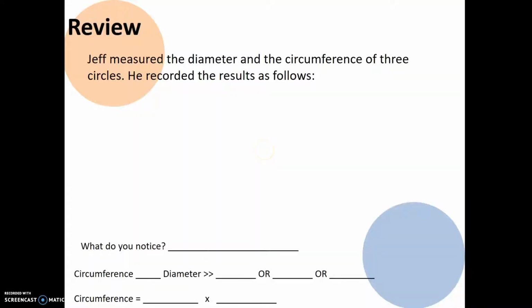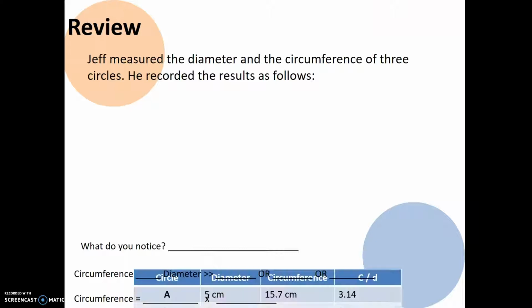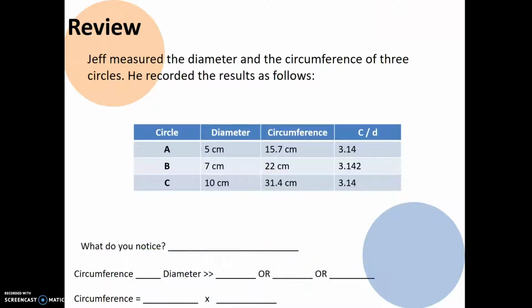Okay, so let's skip down on your notes to that portion with the chart, where it says, Jeff measured the diameter and the circumference of 3 circles, and he recorded the results as follows. Circle A had a diameter of 5 centimeters with a circumference of 15.7 centimeters. And when he divided, let me grab my pen here so I can show you this math. When he divided circumference by diameter, he got 3.14. Let's just make sure that works. So I have 15.7 centimeters for my circumference and 5 centimeters for my diameter. 15 divided by 5 is 3.